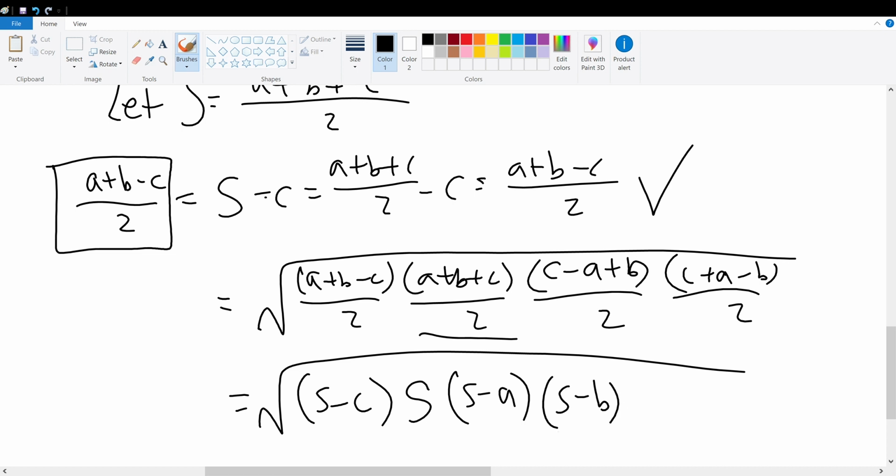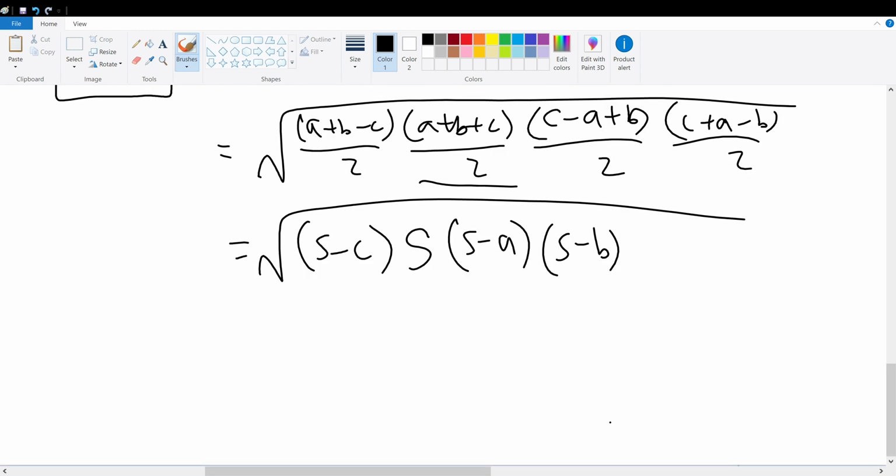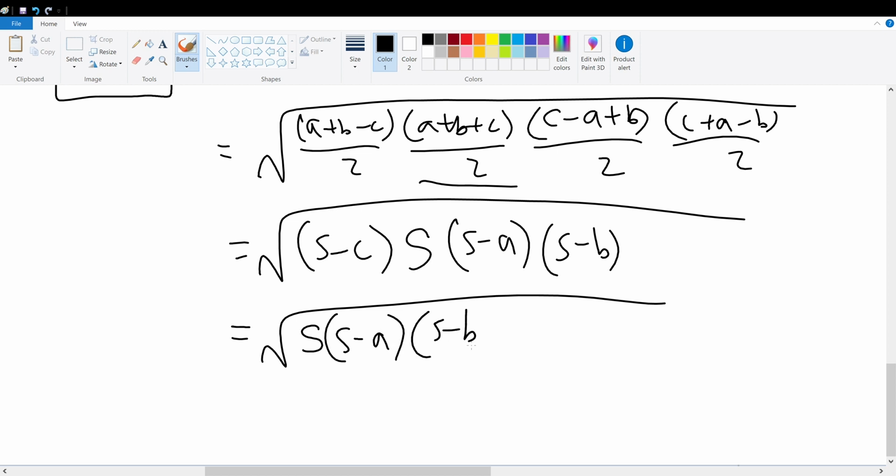And we do the likewise process that we did for a plus b minus c divided by 2, which we can then rearrange within the square root to get the semiperimeter multiplied by the semiperimeter minus a, s minus b, multiplied by s minus c. The exact same formula as Heron's formula, thus proving it as true.